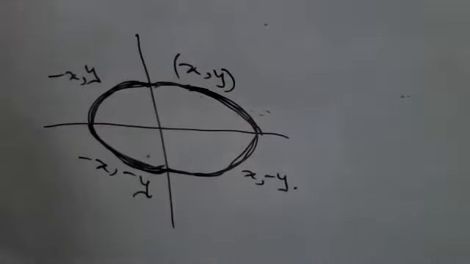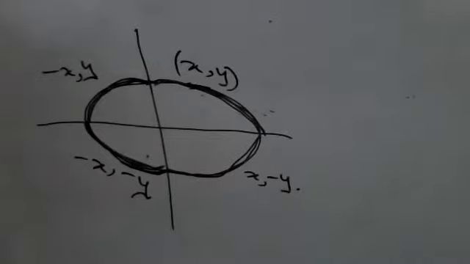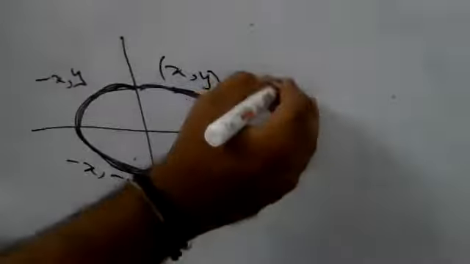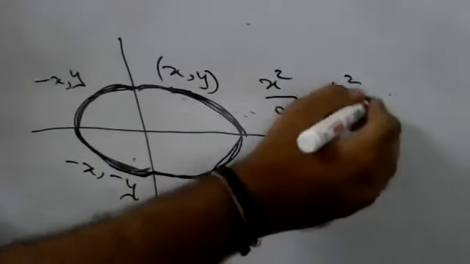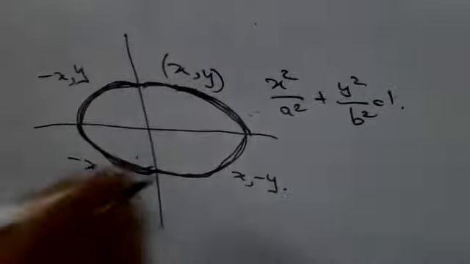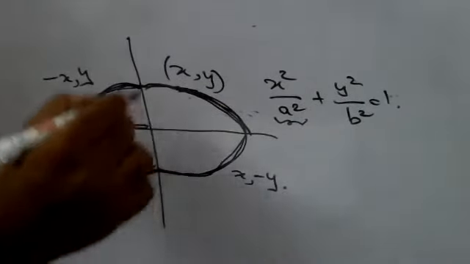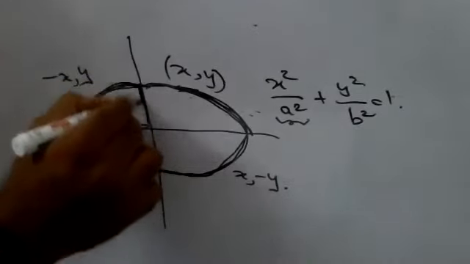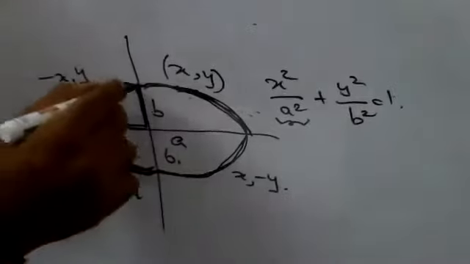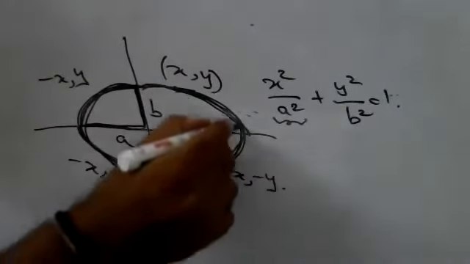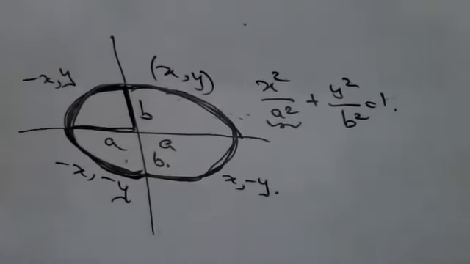And what is the equation of the ellipse? Finally, numericals we will do in tomorrow's class, children. The equation of the ellipse is X square by A square plus Y square by B square is equal to 1, where A is the length of the semi-major axis, B is the length of the semi-minor axis, and X and Y are the points on the ellipse. We'll do some sums based on this in tomorrow's class, children.